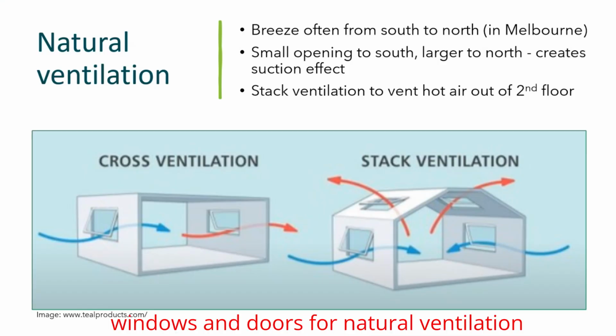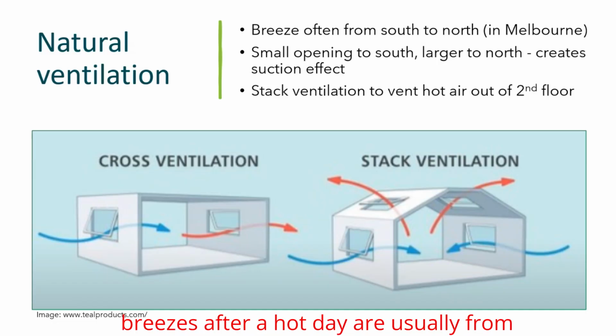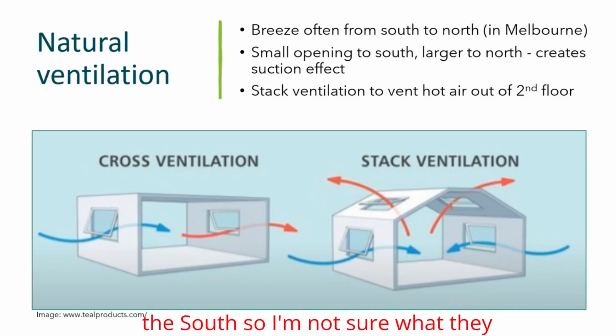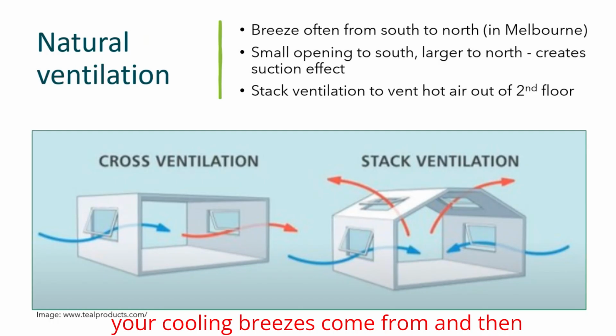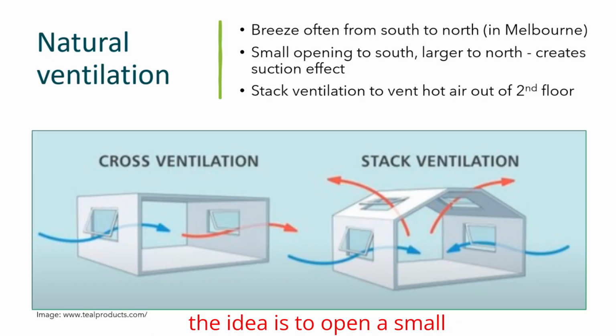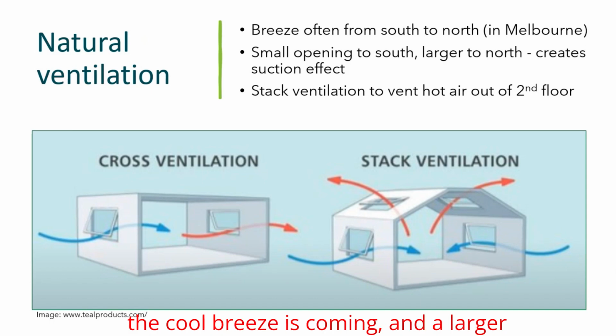Using windows and doors for natural ventilation. Now in Melbourne, I'm in the northeast outskirts of Melbourne, and our cool breezes after a hot day are usually from the south. So I'm not sure what they're like where you are, but work out where your cooling breezes come from. And then the idea is to open a small door or window in that direction where the cool breeze is coming and a larger one opposite it.